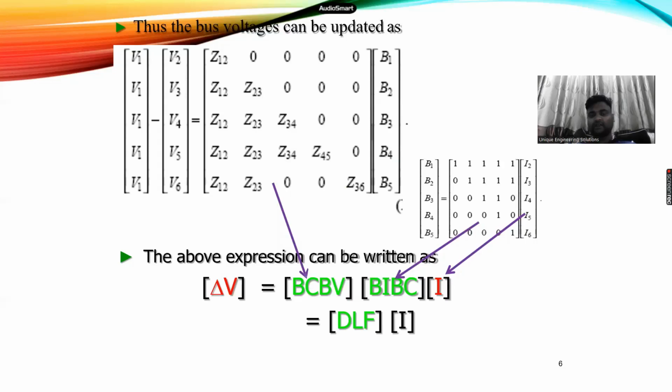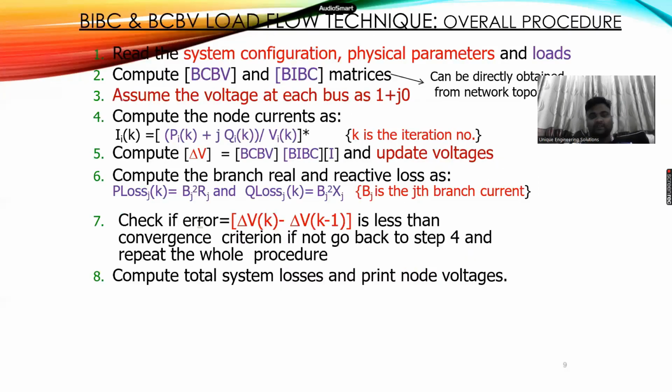Now, first of all, we have to read the configuration, physical parameters and loads, and compute the BCBV matrix and BIBC matrix. That can be done directly from the network topology. And after that, we have to assume the bus voltage of each bus to be 1 at angle 0.